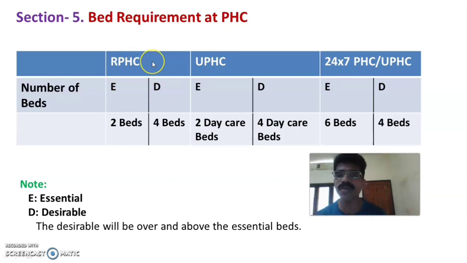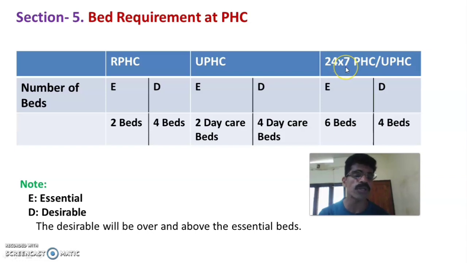Okay, so in the rural primary health center, that is health and wellness center, primary health center, essential bed is 2 beds. Okay, 2 beds is very essential in the rural primary health center, and desirable, that means it can even have a maximum of 4 beds. That is 2 to 4 beds. Okay, in rural primary health center. Then in urban primary health center, essential bed requirement is 2 only, that is 2 daycare beds. Okay, essential is 2 daycare beds and desirable is 4 daycare beds. So that also is 2 to 4 beds. Okay, essential 2 and desirable 4 beds.